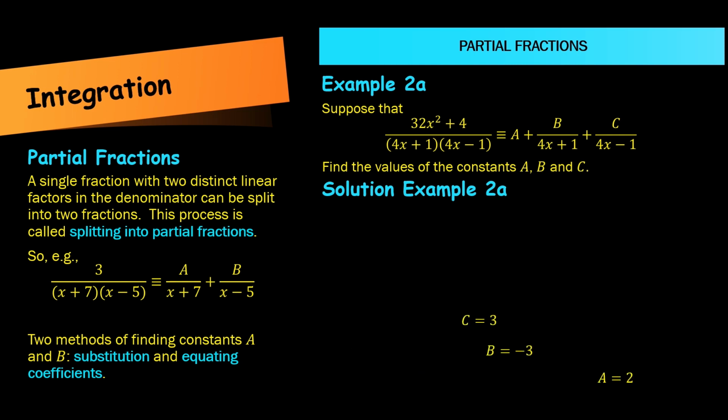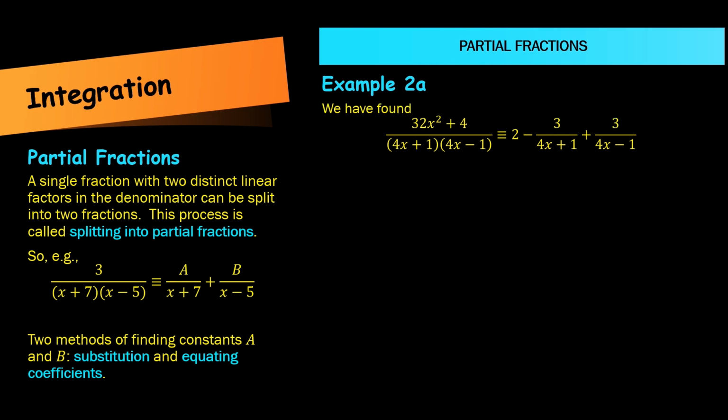Now that we have our constants, we can plug them into our identity. So we have that the left-hand side is identical to 2 minus 3 over 4x plus 1 plus 3 over 4x minus 1. Now we can use part A to help us solve part B.